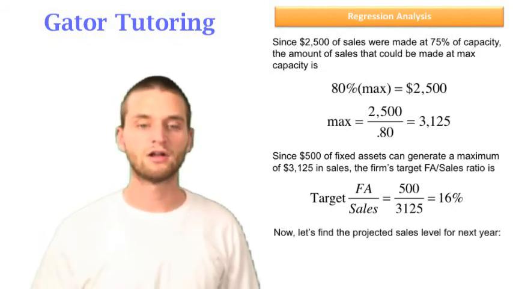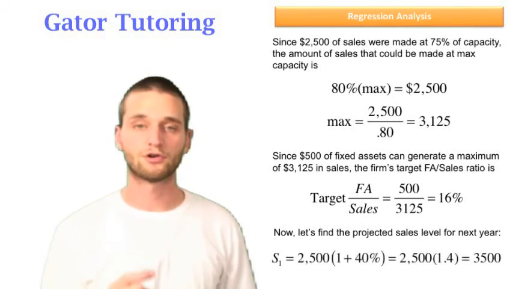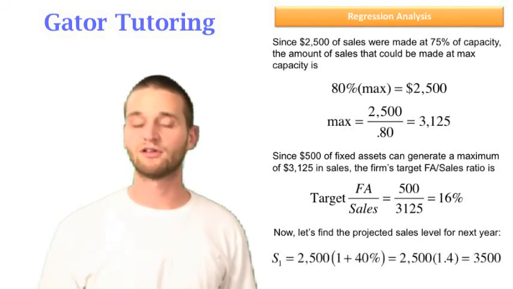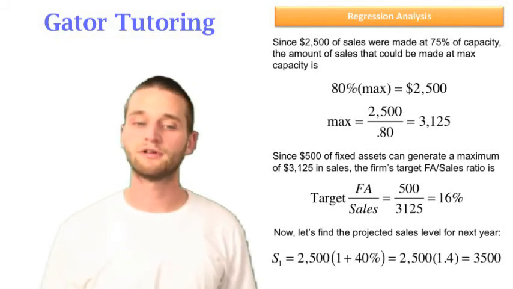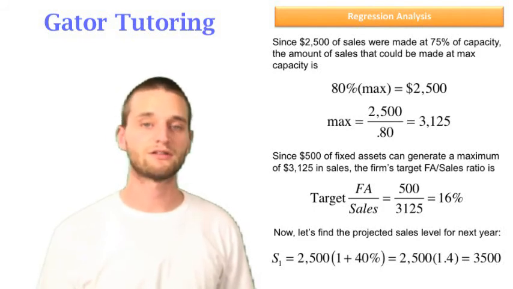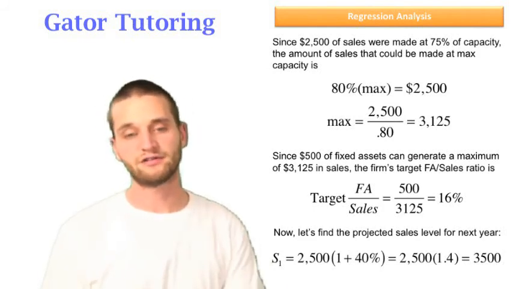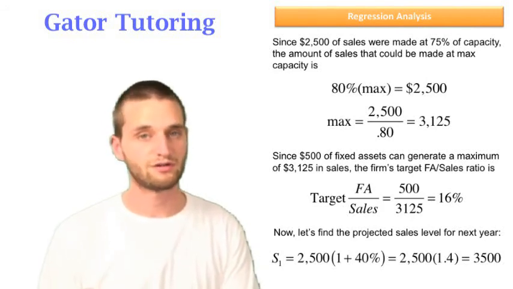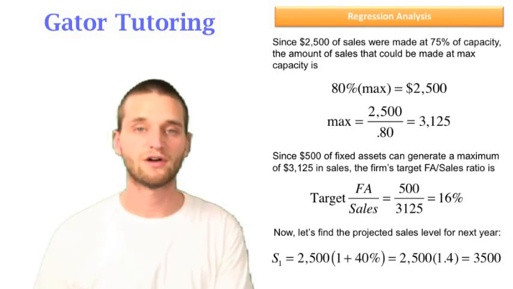So now let's find the projected sales level for next year. We were told that it was going to grow by 40%, and sales last year were $2,500. So 2,500 times 1 plus 40%, which is 1.4, gives us projected sales next year of $3,500. So we have a target fixed asset to sales ratio of 16%. Sales next year are projected to be $3,500.